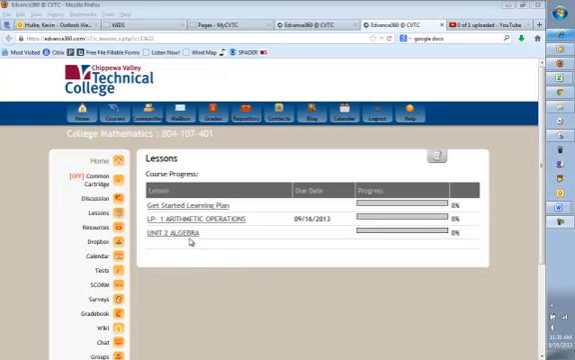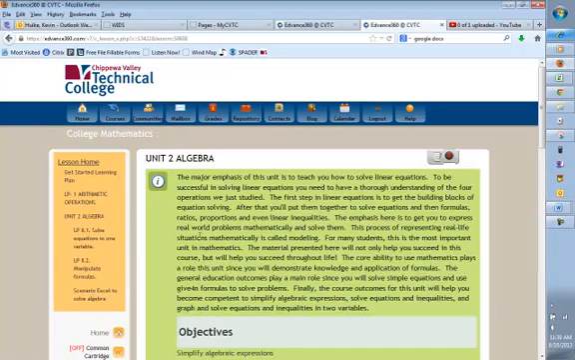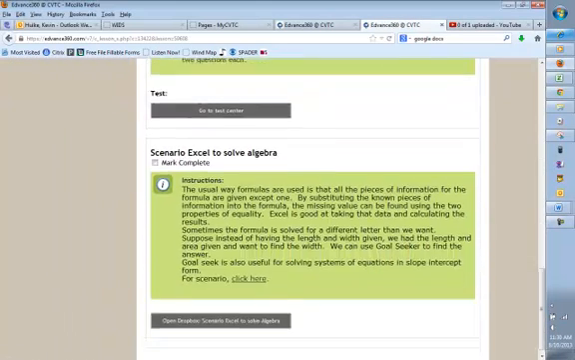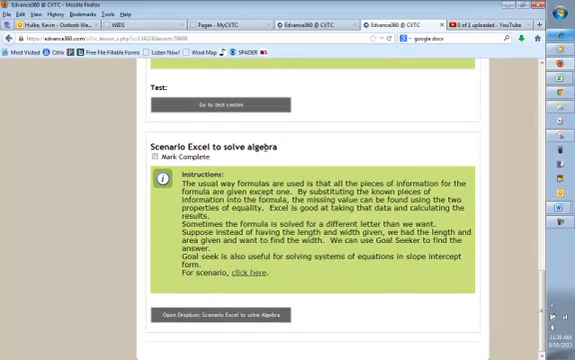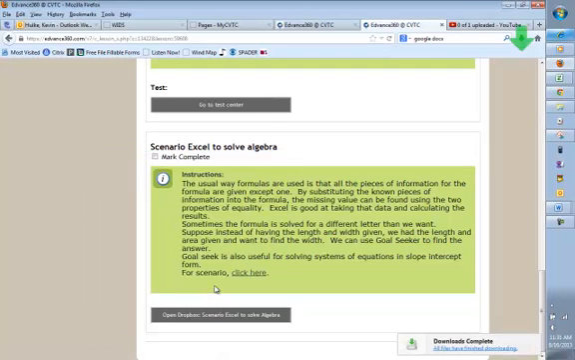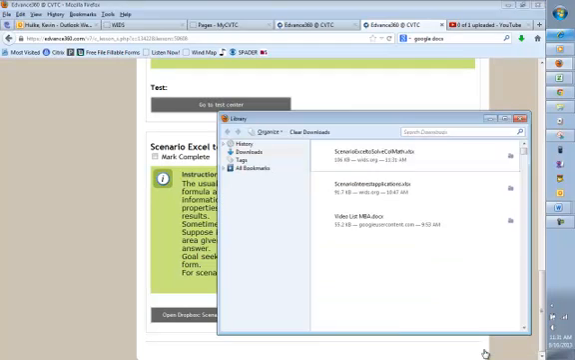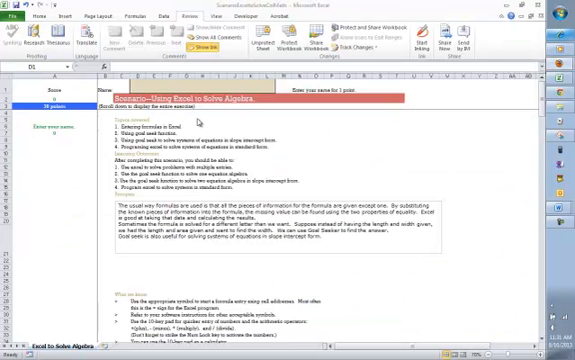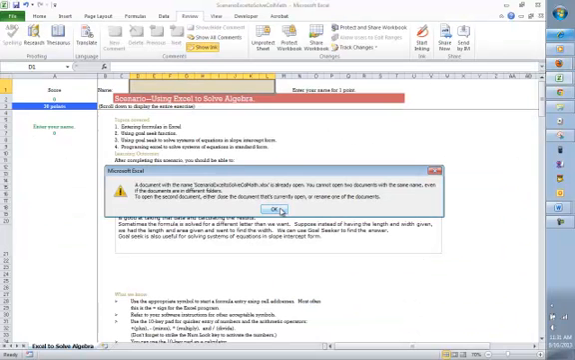We're going to use Excel to solve algebra. Let's look at the Unit 2 learning plan, and we're going to go to the Excel to solve algebra. To download this scenario, you have to click on the link so that you can see it.